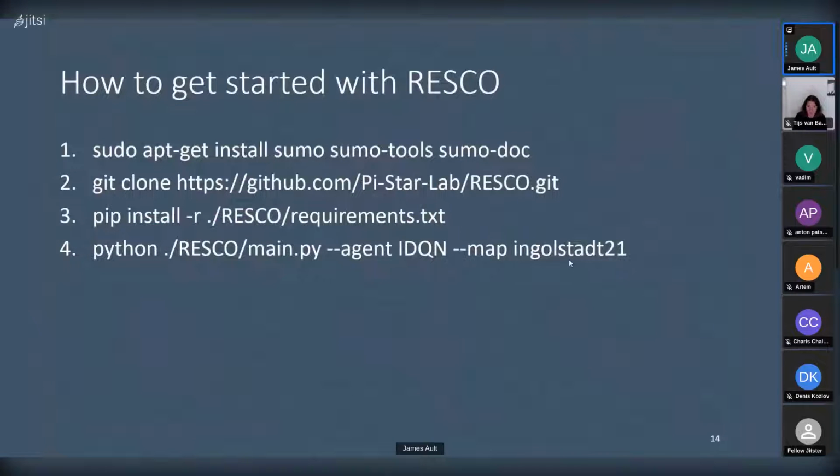So moving on, how you can get started with Resco. There's just 4 steps to begin training one of the included algorithms. Install the Sumo simulator with the first command. Grab the benchmark repository with the second. Install dependencies with the third. And finally execute the training program while specifying the algorithm and scenario.